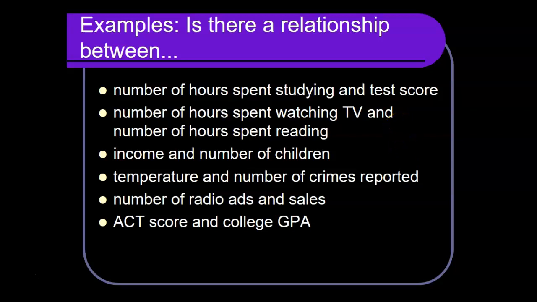Is there a correlation between the number of hours people spend watching TV and the number of hours they spend reading? Do people who watch lots of TV do lots of reading, do very little reading, or is there no relationship at all? Is there a relationship between income and number of children? Do people with high incomes tend to have more or fewer children than people with lower incomes, or is there no relationship? Is there a relationship between the temperature outside and the number of crimes reported? Are there a lot more crimes on a hot day than on a cooler day, or vice versa?